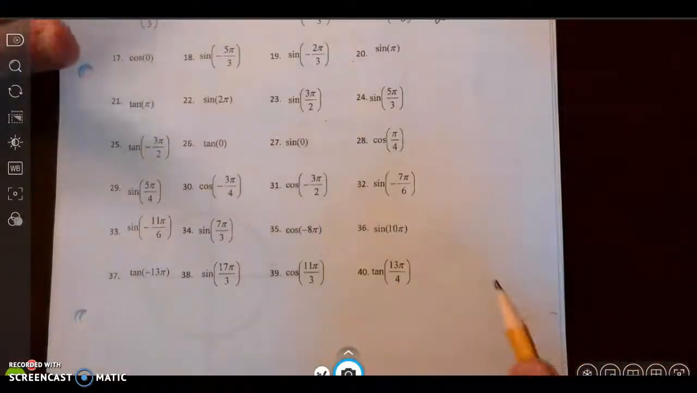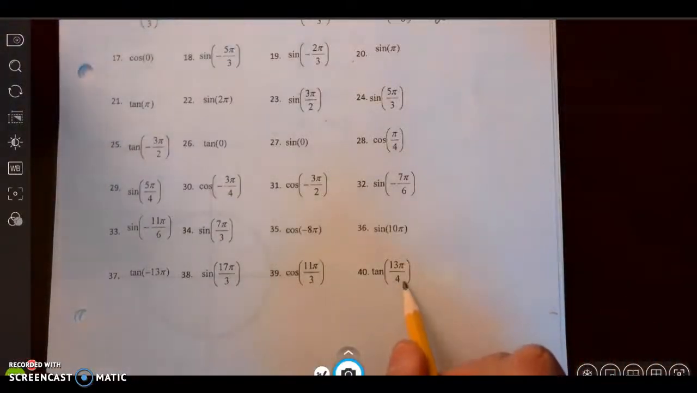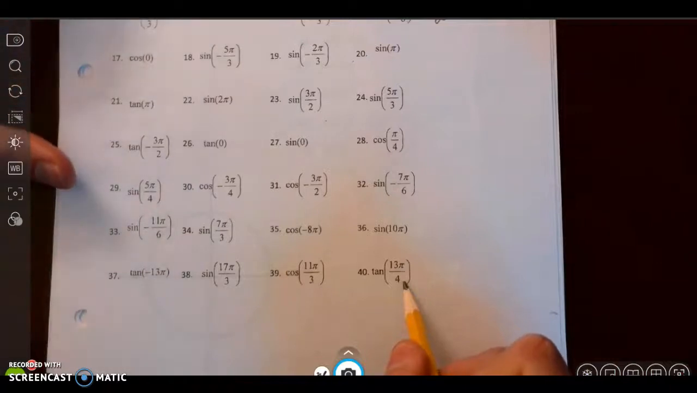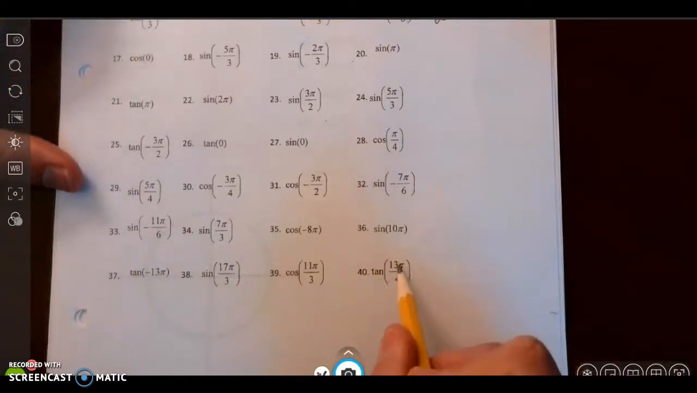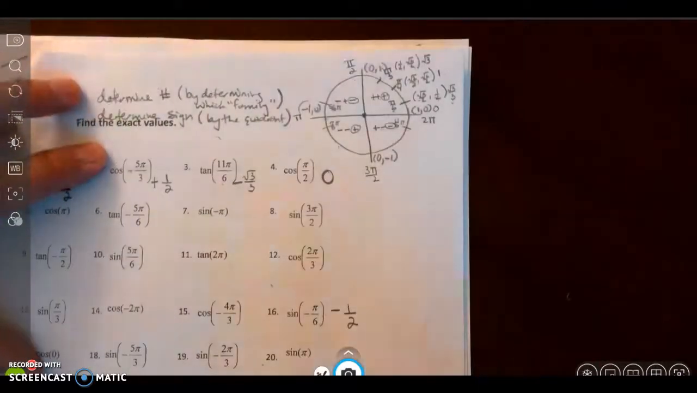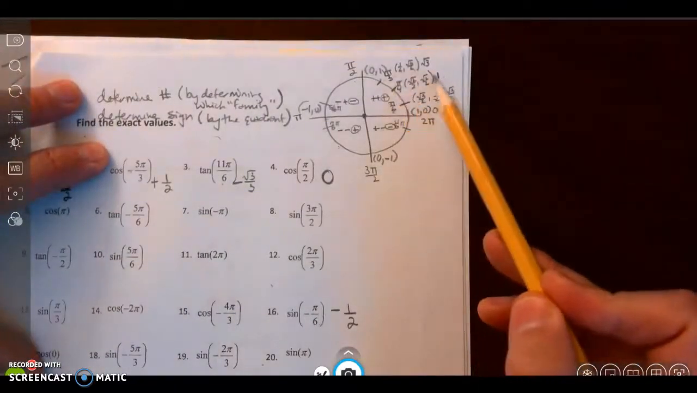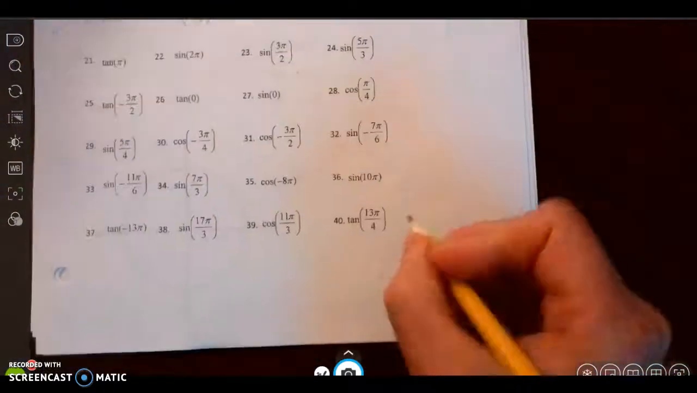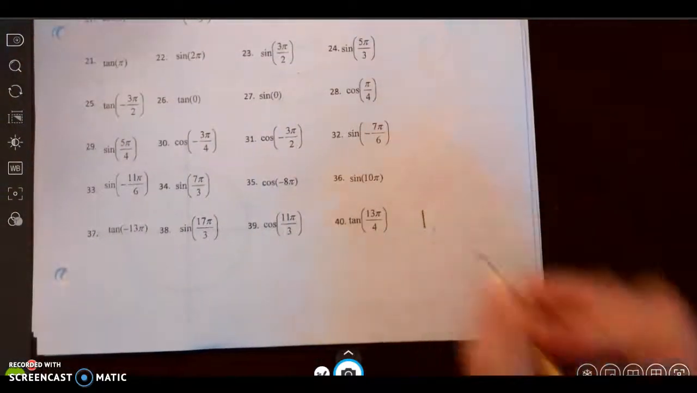All right, I'm going to redo this number 40 here because on the last video I think it kind of got cut off. So when we're looking for the tangent of 13 pi over 4, I realize that it's my pi over 4 family that I want the tangent of. So I go up here to my unit circle, and my pi over 4 family, the tangent is 1. So I know that the number part is 1.